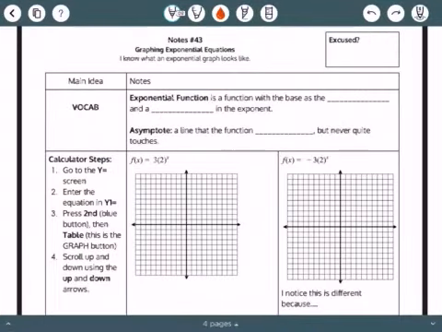Hey guys, this is Notes 43. So today we're graphing exponential equations. So we are looking to see what an exponential graph looks like.